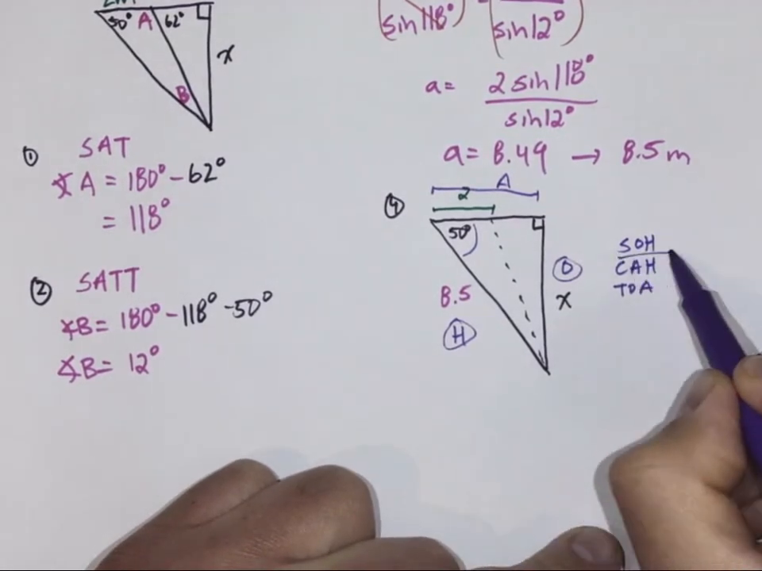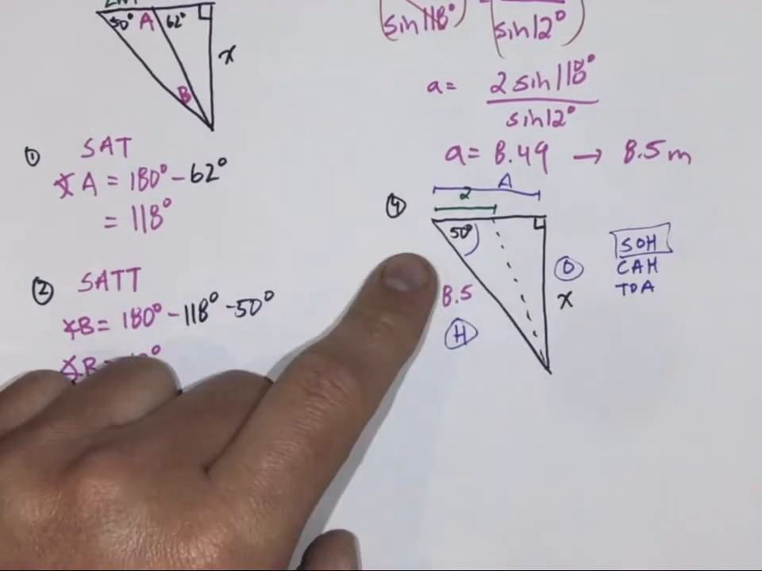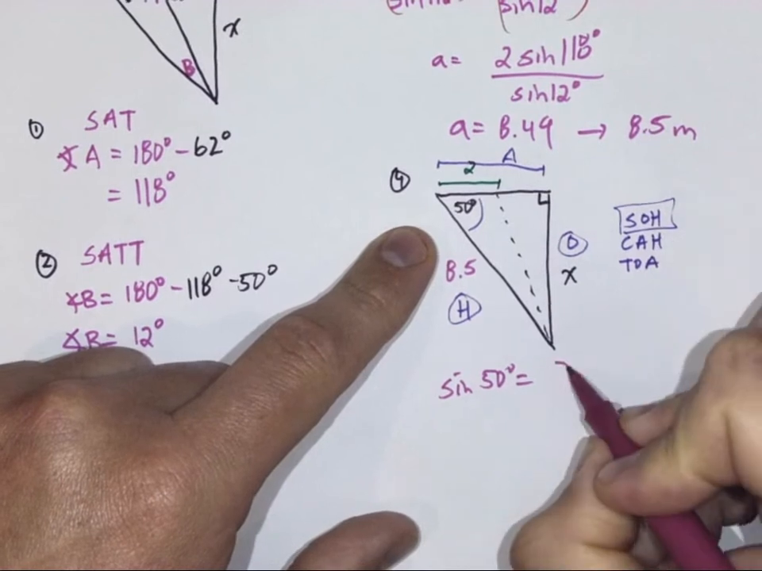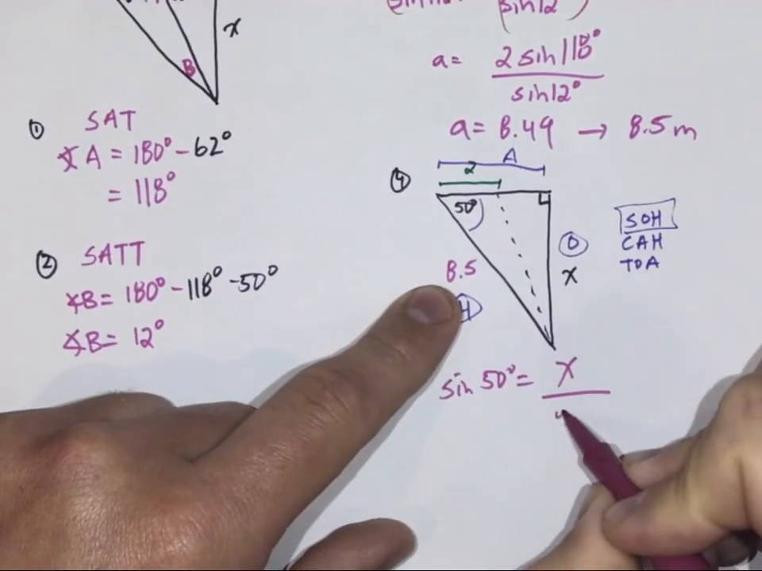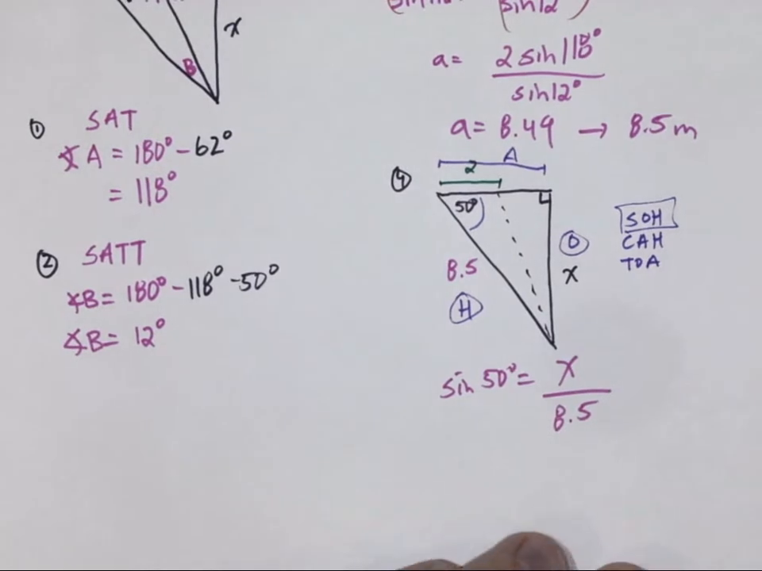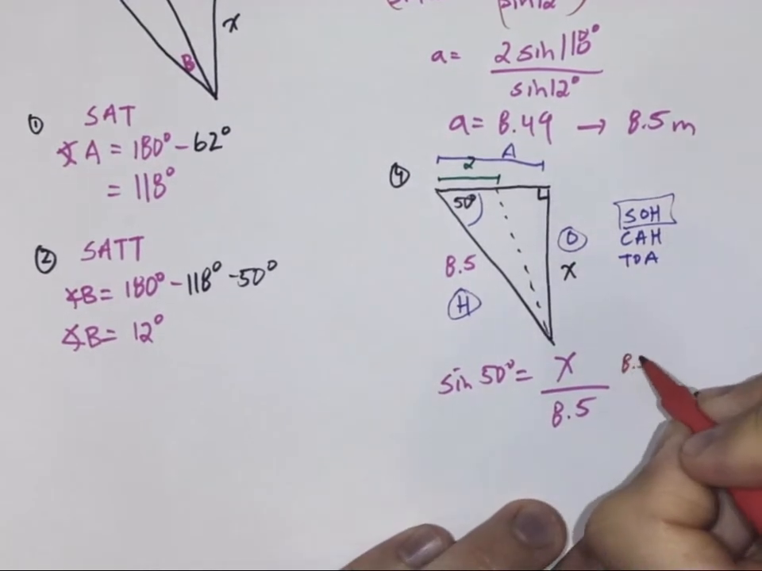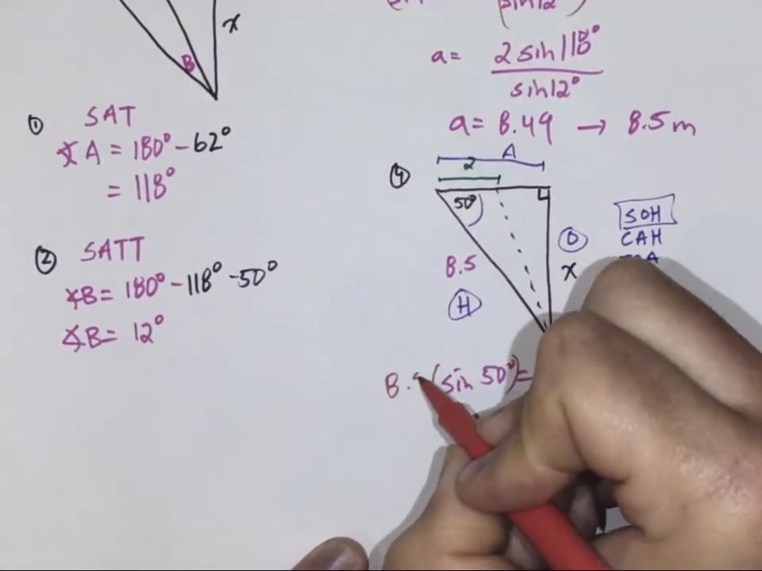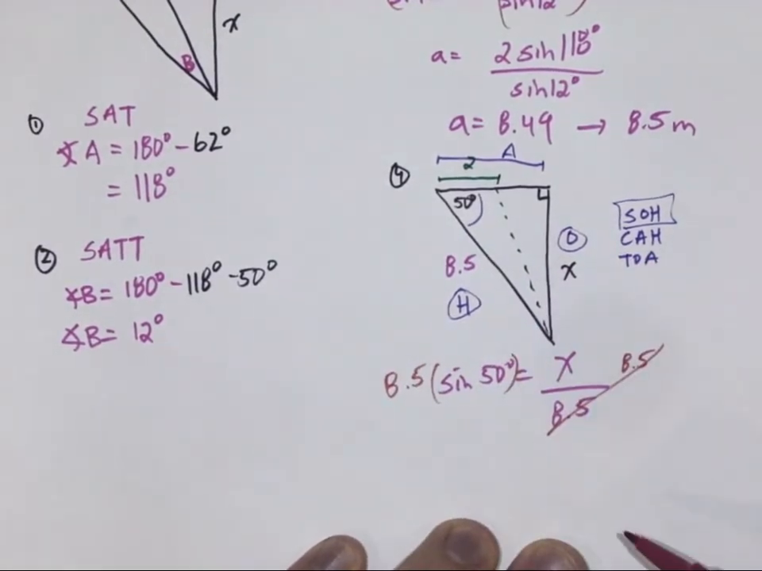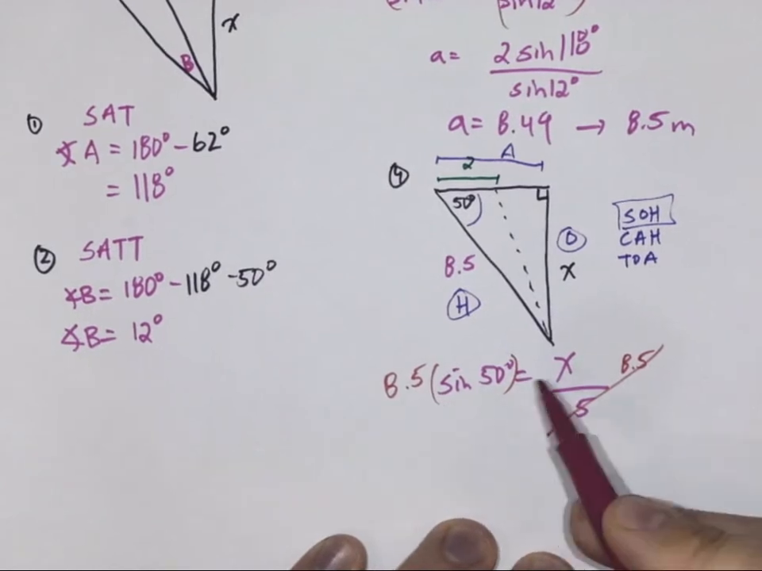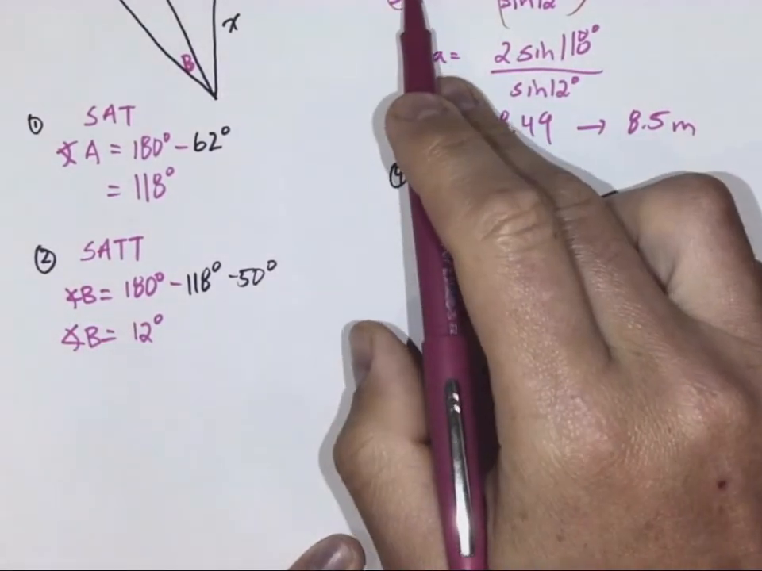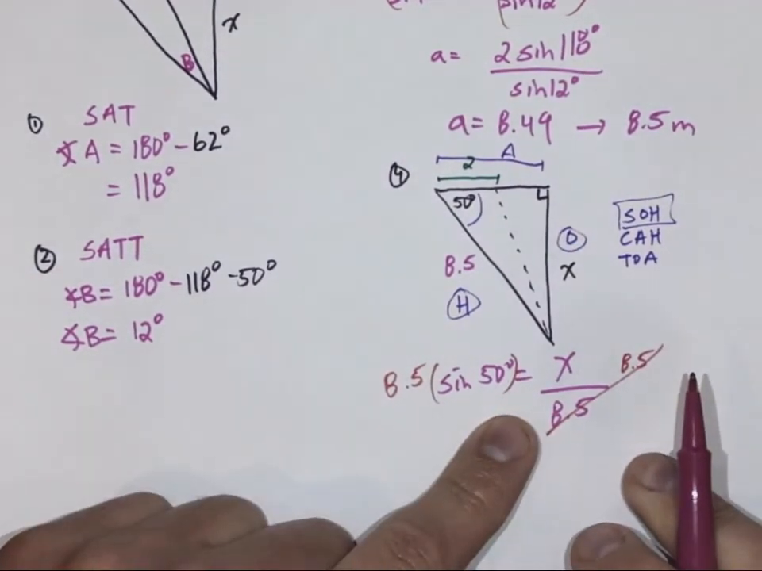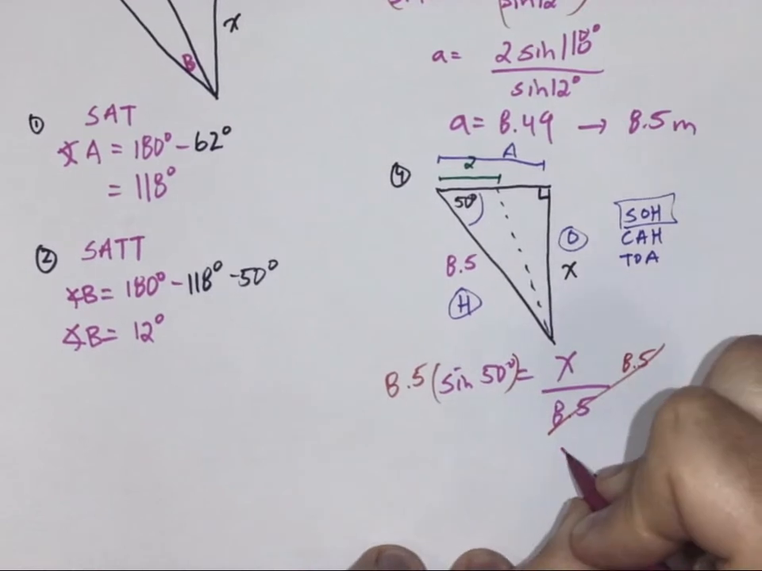SOHCAHTOA, I'm going to use sine. Sine of 50 degrees is equal to opposite over hypotenuse. Rearrange for our unknown. Multiply the right by 8.5. Math is so fair. Whatever we do to the right, we do to the left. I would usually just have my answer here, just like here, from this step, I go right to my answer. This is just to show you the rearrange. Kind of running out of space.